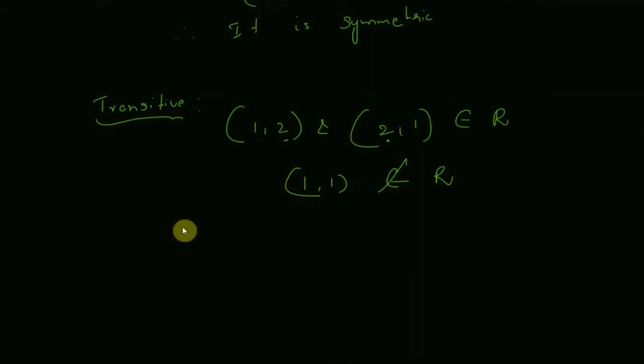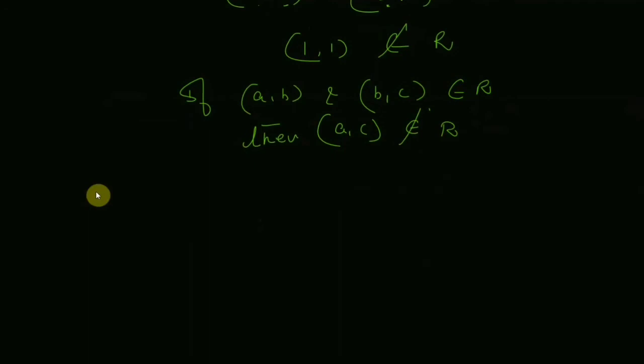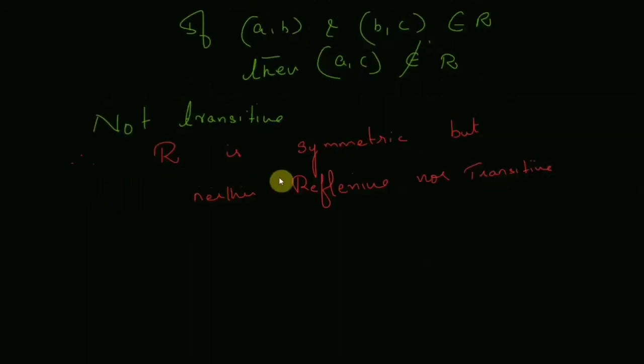Okay, that means the definition is if (a, b) and (b, c) belong to R, then (a, c) should be there in R, but here it is not there. Therefore, it is not transitive. So the relation is symmetric but neither reflexive nor transitive. Hence we have proved.